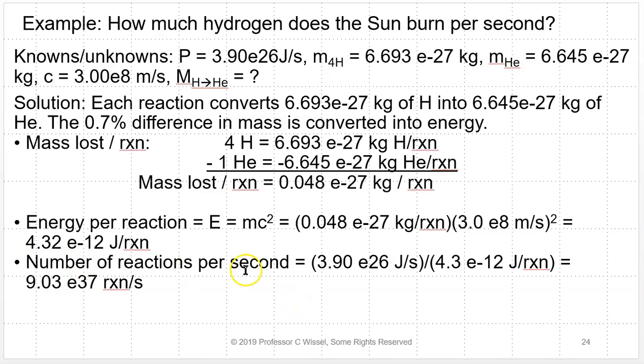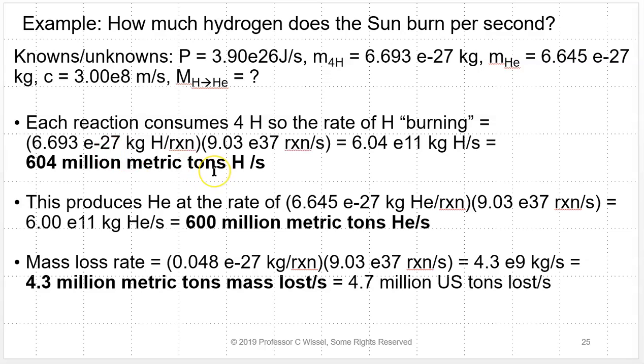So the number of reactions per second is 3.90 times 10 to the 26 joules per second divided by 4.3 times 10 to the minus 12 joules per reaction. You can see the units cancel out, and you wind up with 9.03 times 10 to the 37 reactions per second. Okay, so each reaction consumes 4 hydrogens, so the rate of hydrogen burning is 6.693 times 10 to the minus 27 kilograms of hydrogen per reaction times 9.03 times 10 to the 37 reactions per second. So that is 604 million metric tons of hydrogen per second.